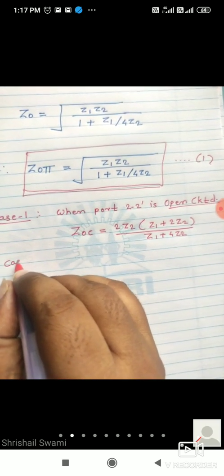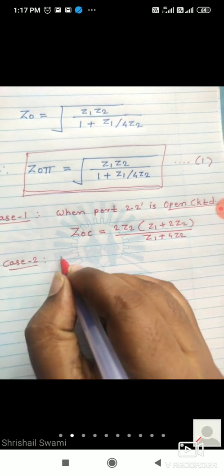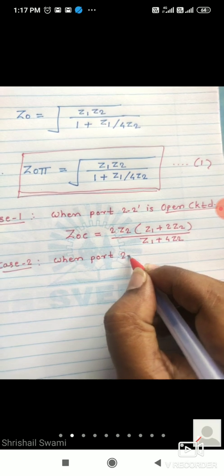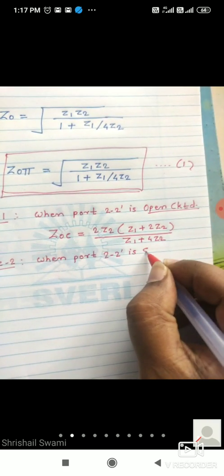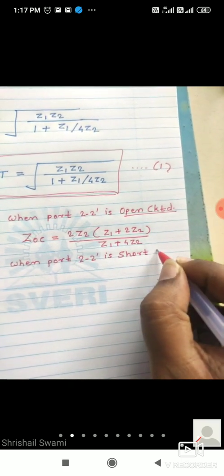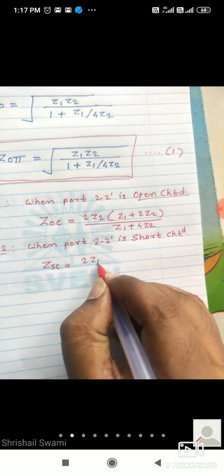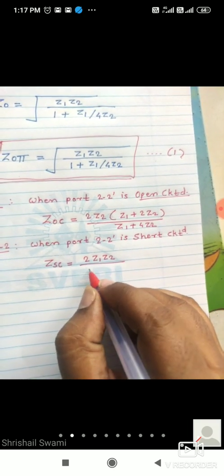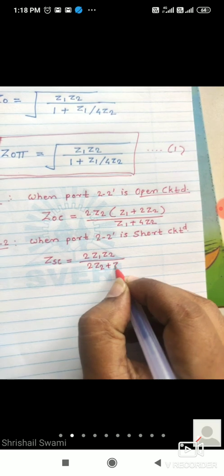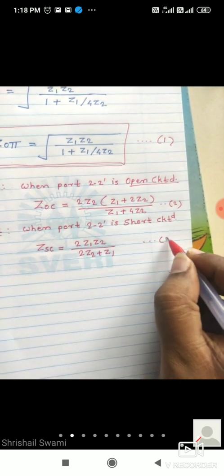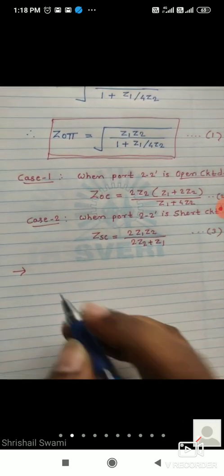Similarly, case 2, when port 2 dash is short circuited. So at that case, ZSC is equal to 2Z1 into Z2 divided by 2Z2 plus Z1. Okay, आता हा झाला equation number 2. This is equation number 3. So multiply equation number 2 and 3.